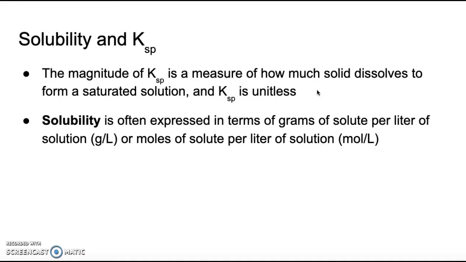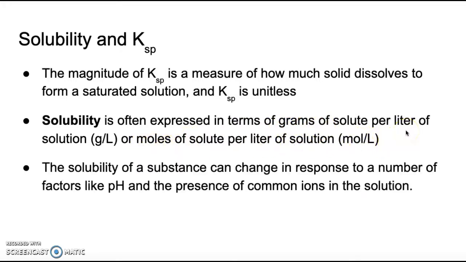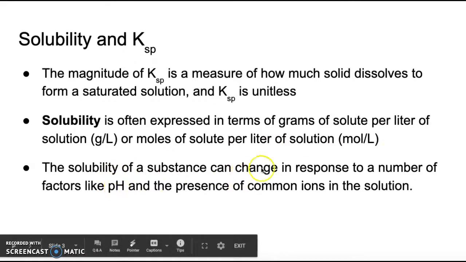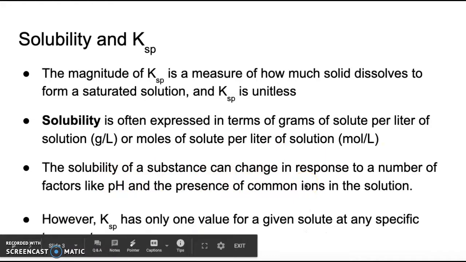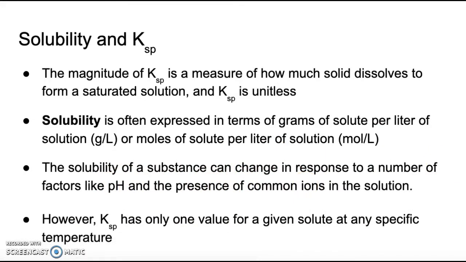But when we use that word solubility, we are talking about something that does have units. So when we talk about the solubility of a substance, the units that we're going to use for that are either grams of solute per liter or moles of solute per liter, and you'll recognize this one as molarity. We're going to talk about how the solubility of a substance can change depending on conditions like the pH of the solution and the presence of common ions in the solution. But the important thing to remember is that, like other equilibrium constants, KSP is only going to have one value at any specific temperature. So that KSP can change when the temperature changes, but it will not change otherwise.